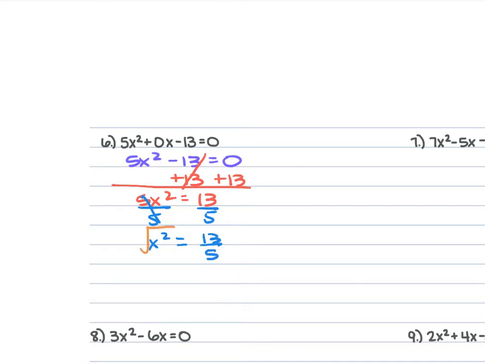We would take the square root of both sides, and we would get x is equal to plus or minus the square root of 13 over the square root of 5, which we would then rationalize the denominator and multiply the top and the bottom by the square root of 5. So we would get x is equal to plus or minus the square root of 13 times 5, which is 65, all over 5.